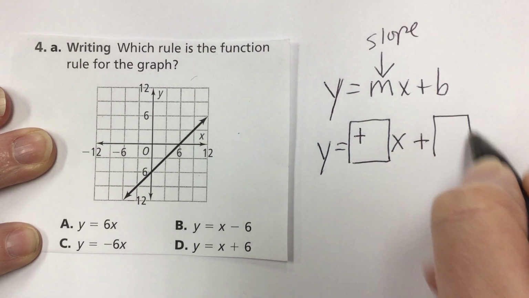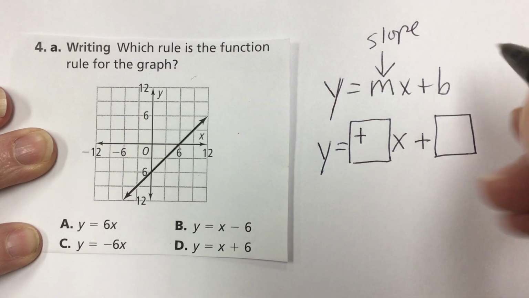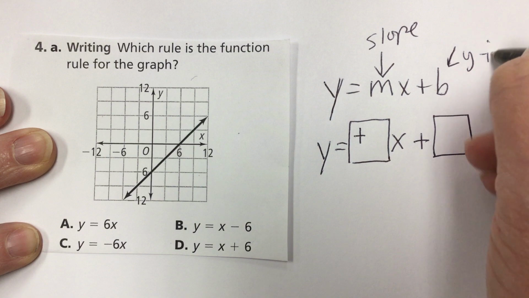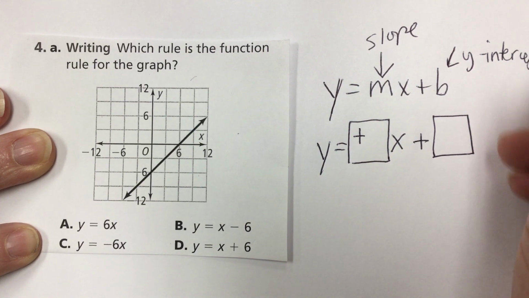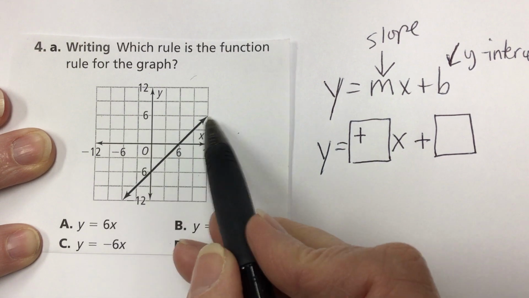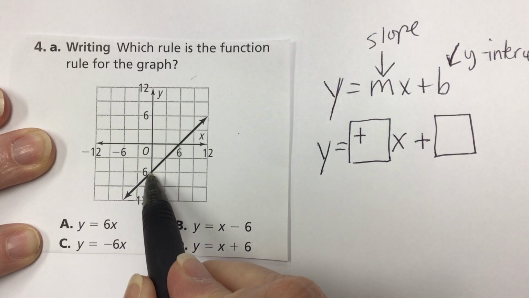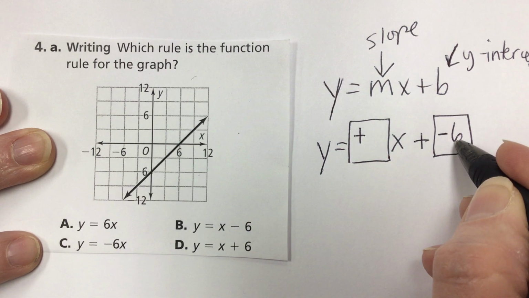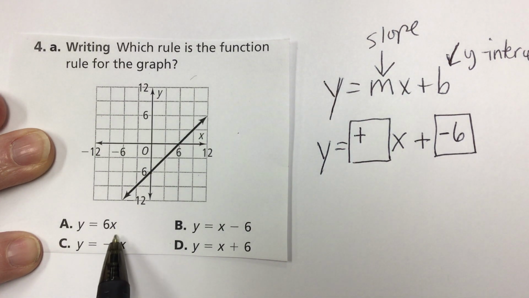Now, where is b? B is your y-intercept. B is your y-intercept. So where does this graph cross the y-axis? It crosses the y-axis at -6. So look at your choices.